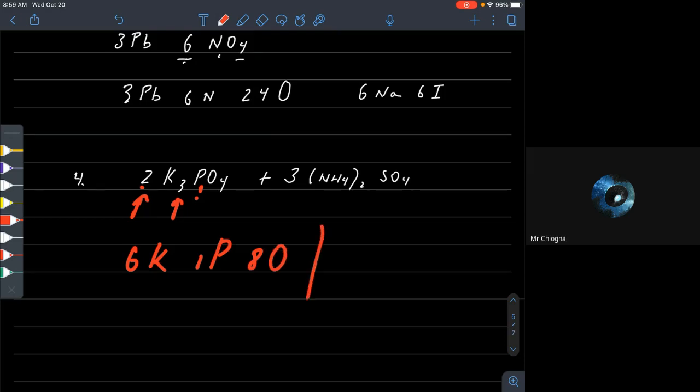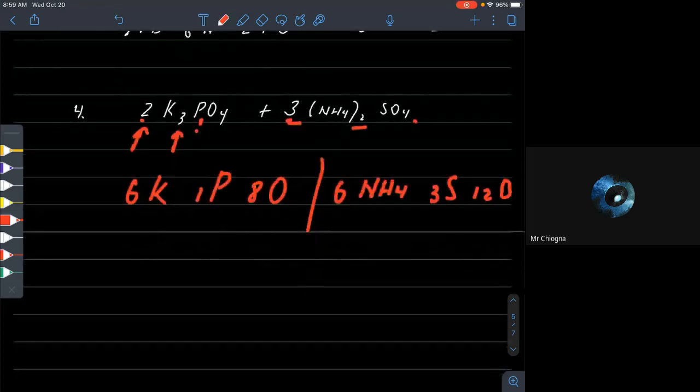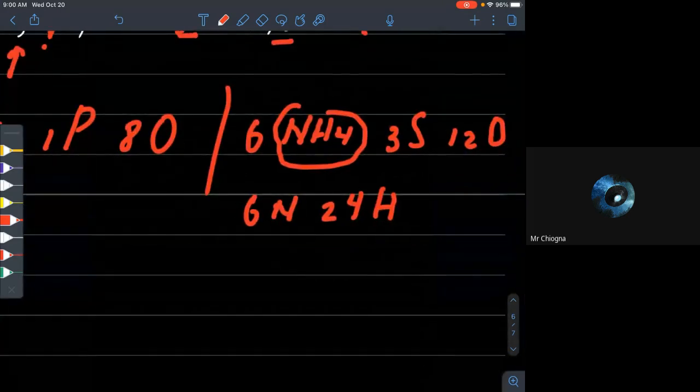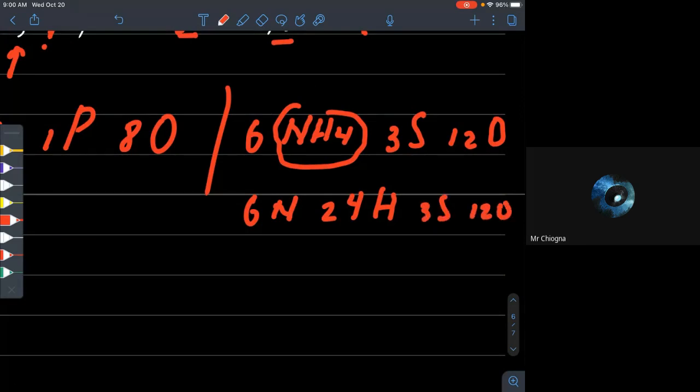Put a line between. 3 times 2, we're not done here. 6 ammonium. We'll come back to this. 3 times 1 is 3 sulfur. 3 times 4 is 12 oxygen. So go to this. There's 6 of these, which means there's 6 nitrogen and 24 hydrogen. Everything else remains the same. 3 sulfur, 12 oxygen. I'm not done yet, though.